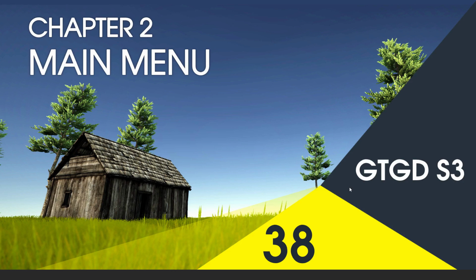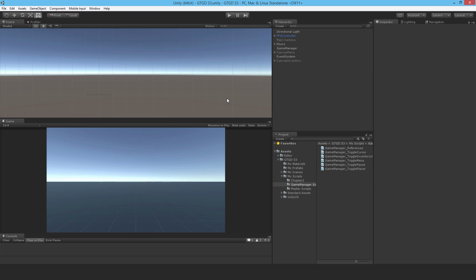Welcome to video 38 in series 3, and in this video I'll implement a main menu. What I want is a main menu scene, and from that scene there's a UI, you click a button, and then you go to the game scene, and then you can play the game.